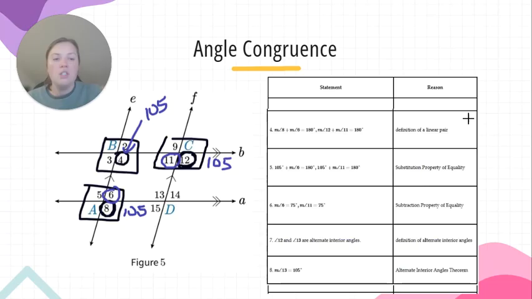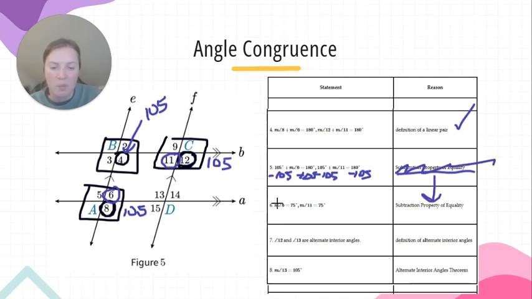Okay, so we've done the linear pairs, we've done the substitution. What do we do next? Well, we can use the subtraction property and take out 105 from each side. It's just like solving multi-step equations where we subtract 105 from both sides, from the 180 and from the left side of our equation that has the 105 on it. This is the substitution property of equality that lets us, this is the subtraction property, not the substitution.